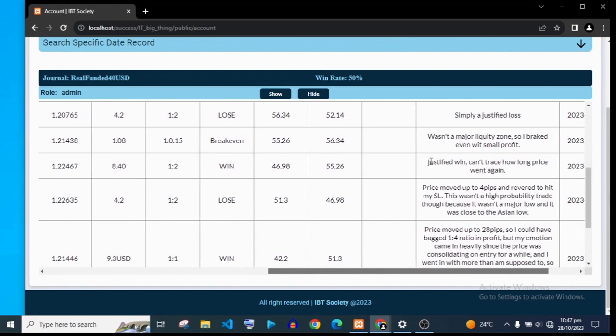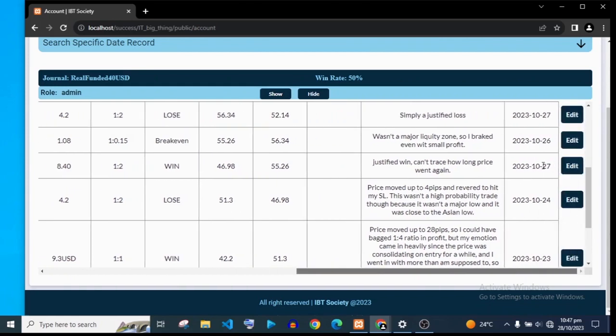Okay. So on the 25th, what happened? I said justified win, can't trace how long price went again. Okay, I think this is even where the issue came. I did not journal this on time. That's why I couldn't trace how long price went. I guess I wrote this journal on 27th, because normally the date is usually automatically generated from the software. So I didn't journal this the same day.